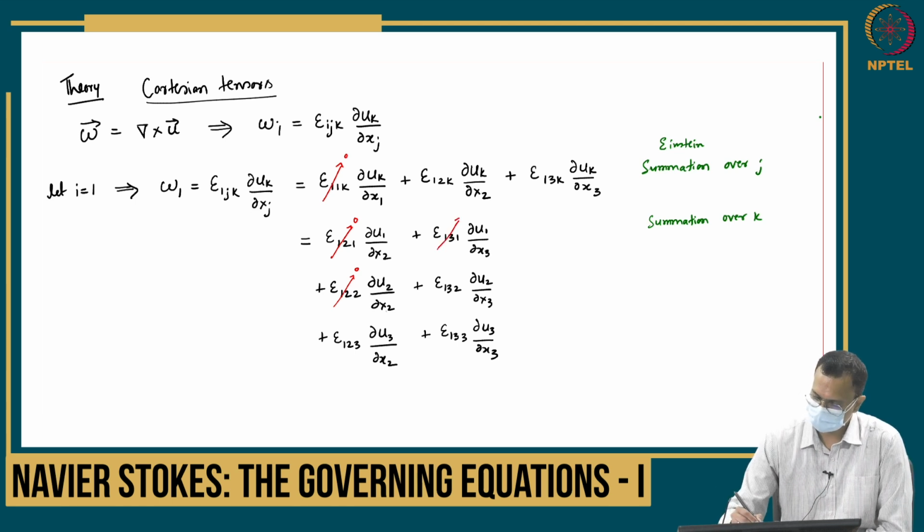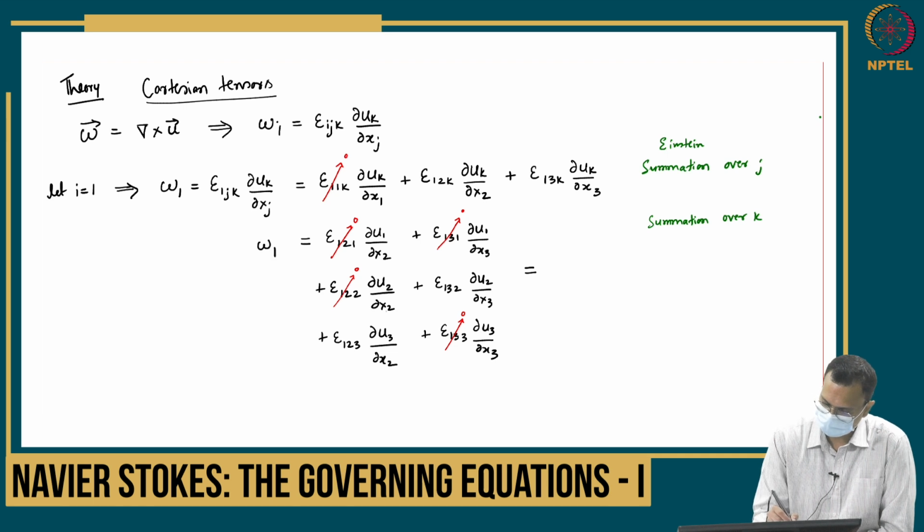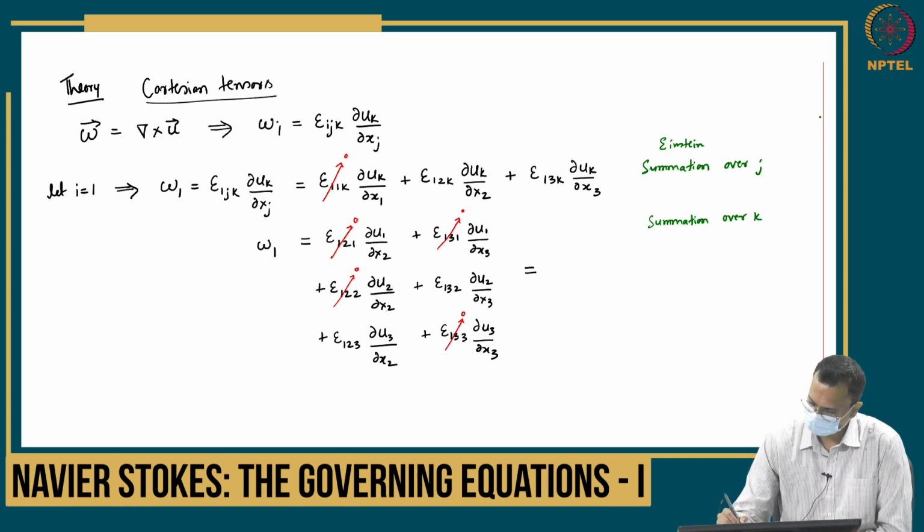So again this is 0, this is 0, leaving out only two terms. So the final notation is basically your omega 1 is essentially equal to epsilon 123 dou u3 by dou x2 plus epsilon 132 dou u2 by dou x3.